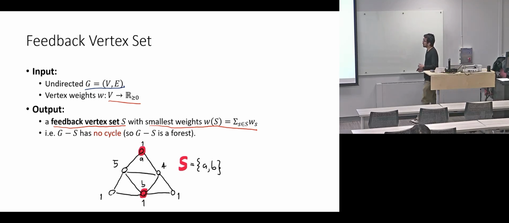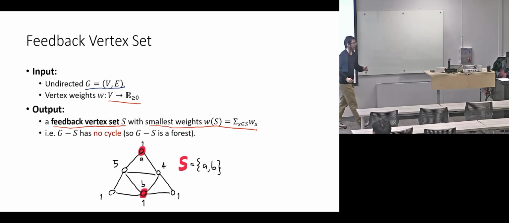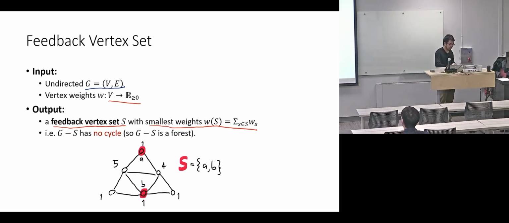So what do we mean by feedback vertex set? It's just a fancy name for saying that once you remove the set from the graph, the graph has no cycle. The graph is a forest. There's no cycle. Like in this example, if you remove this thing, then you only get a path, right? You only get this path. So it's a forest, and it's a solution with minimum weight.